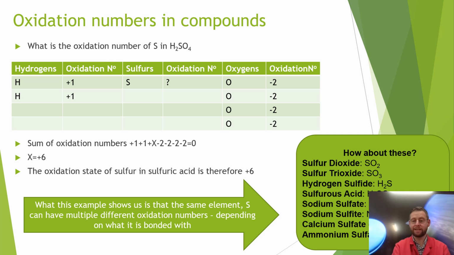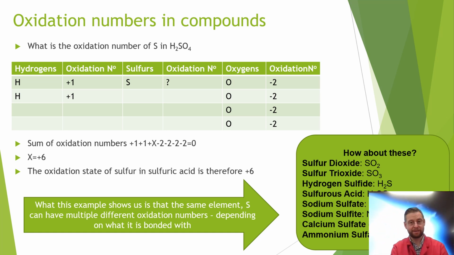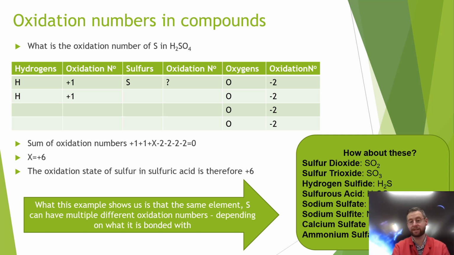And you can see here on the right-hand side, the 'how about these' box asks you to work out what the oxidation number of the sulfur would be in things like sulfur dioxide and sulfur trioxide, along with a load of other more complicated examples. But what you can see from sulfur dioxide, well, if the oxygen is -2 and there's 2 of them, then the sulfur is going to have a +4 oxidation number. But in the second one, there's 3 oxygens, which means it's going to have -6, which means sulfur must have a +6 oxidation number to make it equal 0.